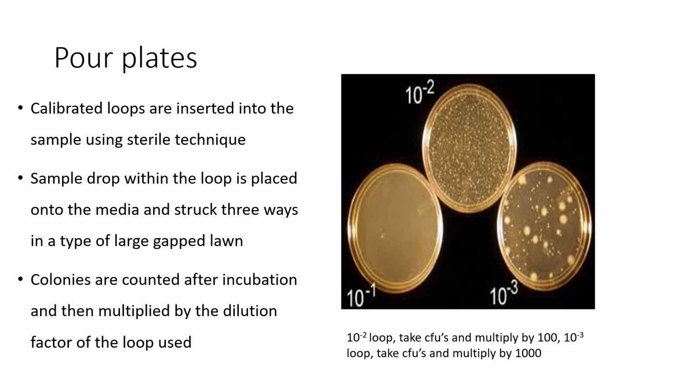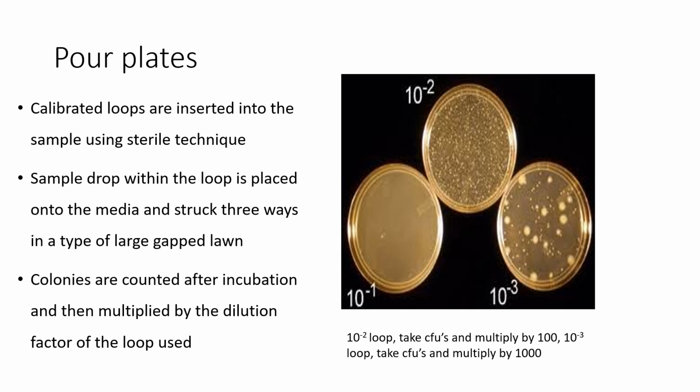Okay, so what we can do is we could take that loop that has been calibrated and place it into our sample and then onto the media and streak it 3 ways all the way across the plate in 3 directions. So here we're not streaking for isolation. We're not doing a 4-streak method. Instead, we are streaking the sample all the way across the plate from the top to the bottom, 3 different directions.